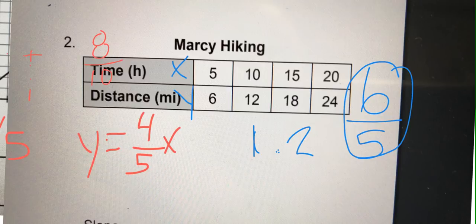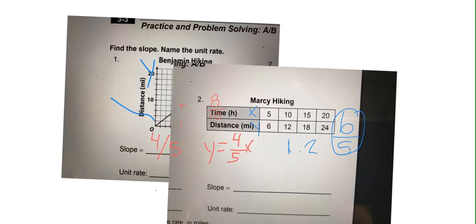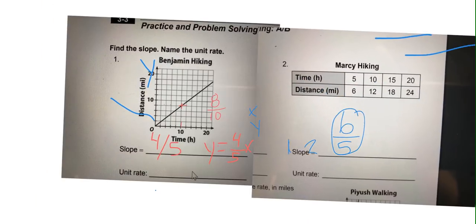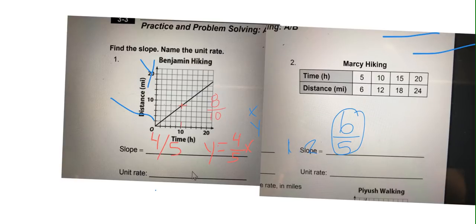So Marcy is moving at a rate of 1.2 miles every 1 hour, and Benjamin is moving at a rate of 8/10 every 1 hour. So it's easy to see when we compare them this way that Benjamin is hiking much slower than Marcy. She's moving faster because she's covering more ground in the same amount of time. And that is how we compare two different proportional relationships that are shown in different ways.